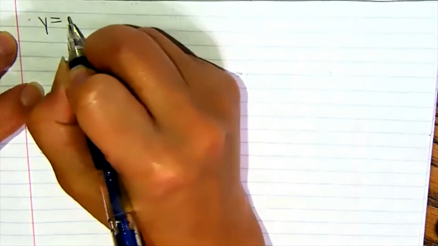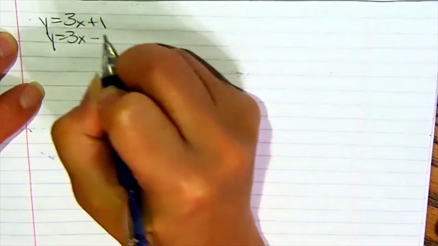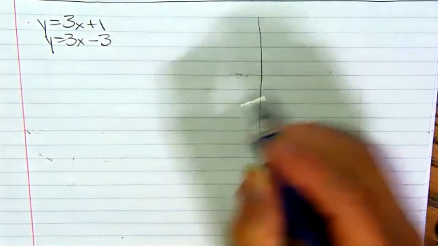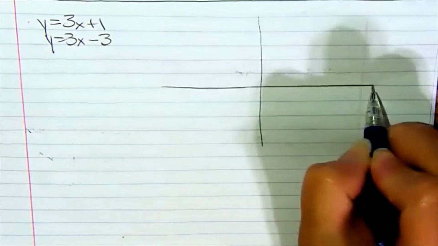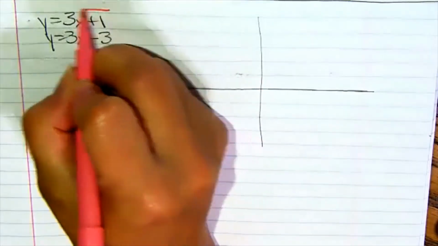The book gives us a system of equations. y equals 3x plus 1. y equals 3x minus 3. So it's kind of nice. They've already given us these lines in slope-intercept form, so we can graph these guys. It's already in slope-intercept form, which is nice.